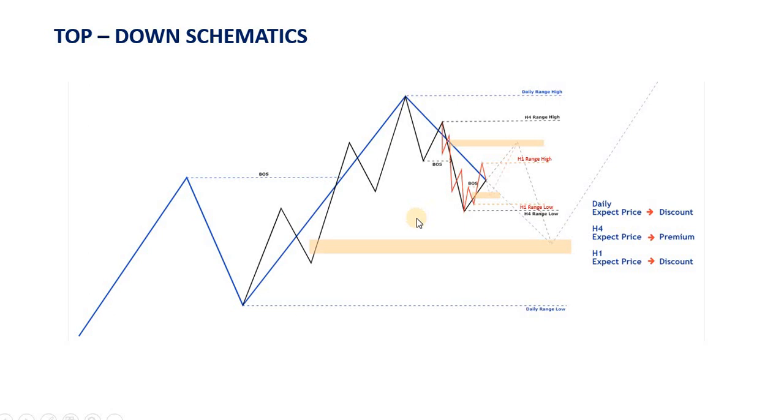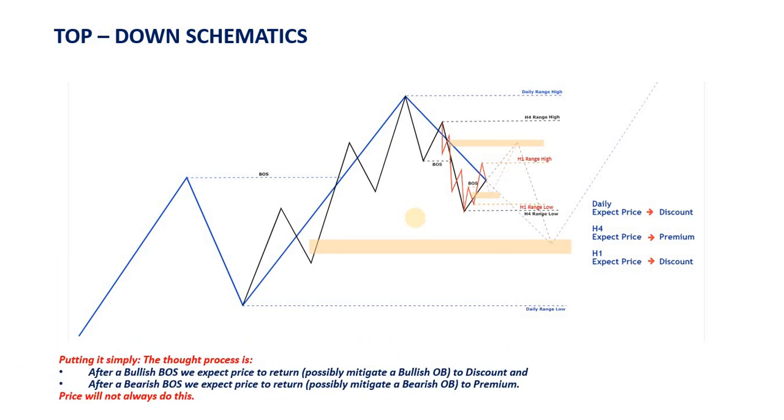We have a thought process that we are going to work with, and the thought process is this: after a bullish break of structure, we expect price to return to discount, possibly to mitigate a bullish order block, and after a bearish break of structure, we expect price to return to premium, possibly to mitigate a bearish order block. Take note that price will not always do this.